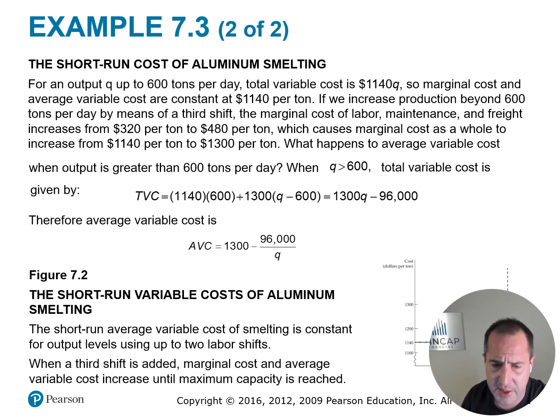This is again talking about the aluminum smelting and how at a certain quantity they can produce at a certain price. But what happens is they'll eventually hit a point where it gets less and less efficient to produce more. Like maybe the factory's too tight. Another example: the short run average variable cost of smelting is constant for levels of output using up to 2 labor units. When a third is added, which is like adding the third shift or the overnight shift, marginal cost and average variable cost increase until maximum capacity is reached, because you're paying those workers who work the third shift more money.